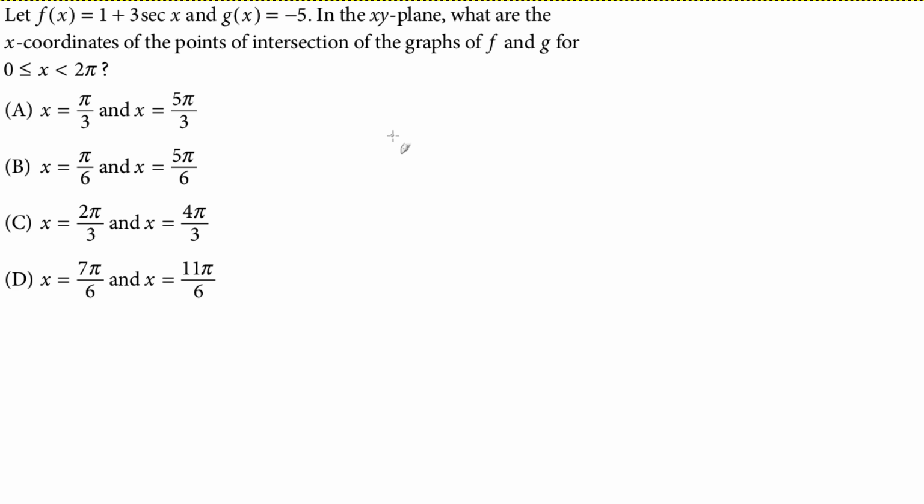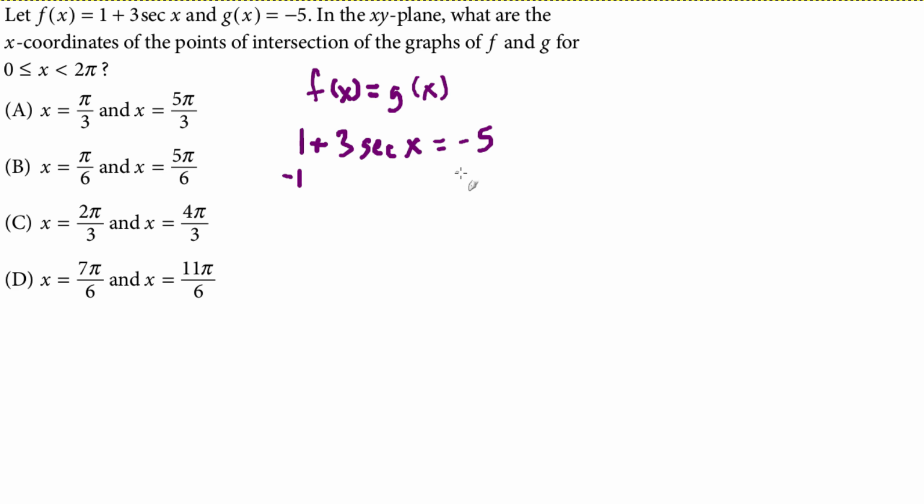In the xy plane, what are the x coordinates of the points of intersection of the graphs of f and g from 0 to 2 pi? And so basically they intersect when their outputs are the same for a given x. So we want to figure out, where does f of x equal g of x? Or more specifically, where does 1 plus 3 secant x equal -5? And so we'll go ahead and solve this.